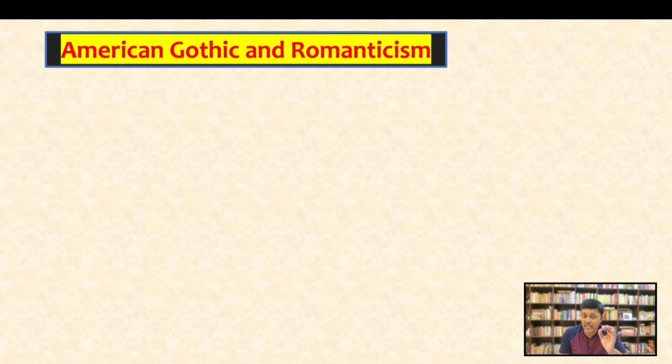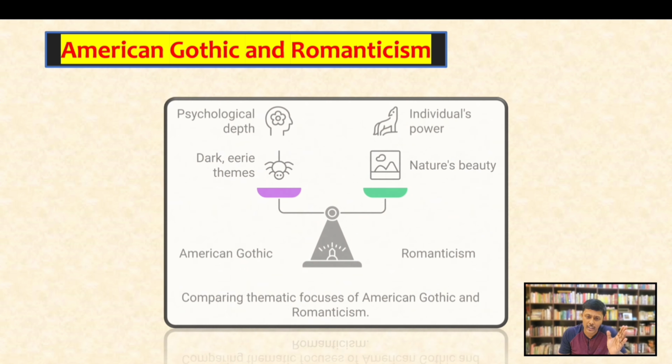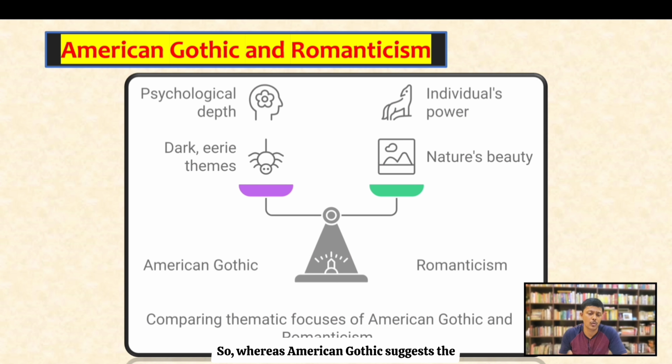Now, there is, on the one hand, American Gothic, on the other hand, there is Romanticism. Whereas American Gothic suggests psychological depth and dark, eerie themes, Romanticism suggests individual's power and nature's beauty. And now the comparison has been completed. So Poe was associated with both: the psychological depth and the individual's power. That means American Gothic literature as well as Romanticism, both impacts are there on Poe.